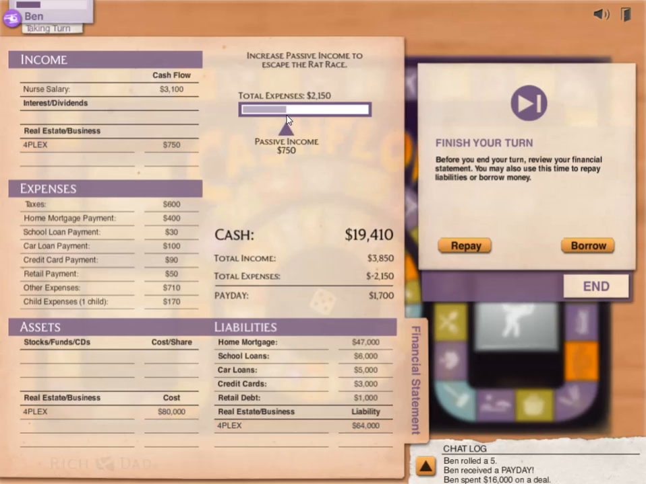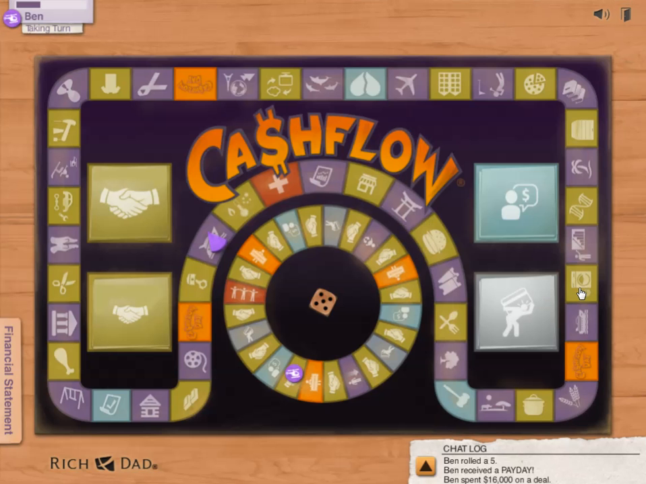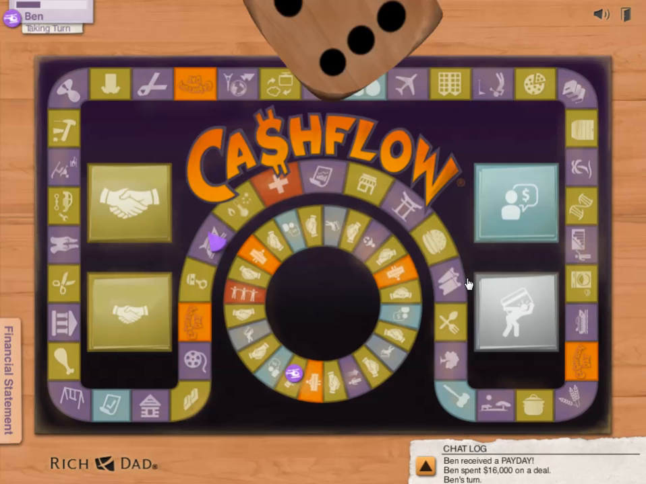Okay, so you can see here that we're getting close to about a third of the way. And as far as our income is concerned, our payday's gone up. We've now got an asset down here, and then also the liability. So we've still carried over the liability, but the main thing to look at here is that we've got an asset which can potentially appreciate in value, and then we've also got the passive income. So let's go ahead and roll again, see what we get.